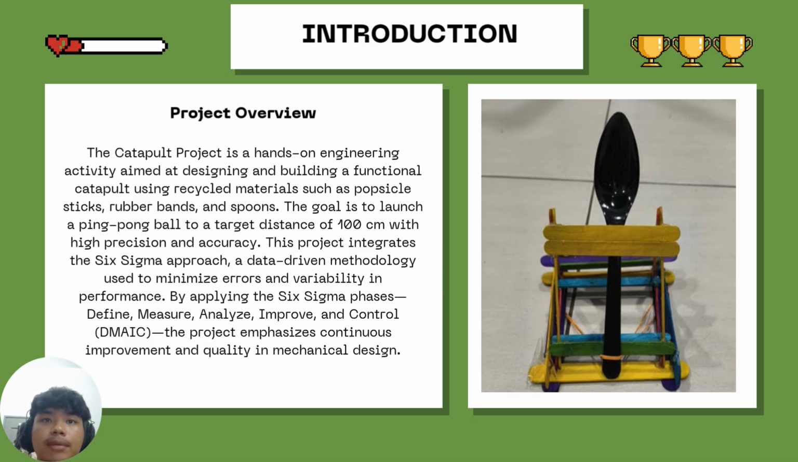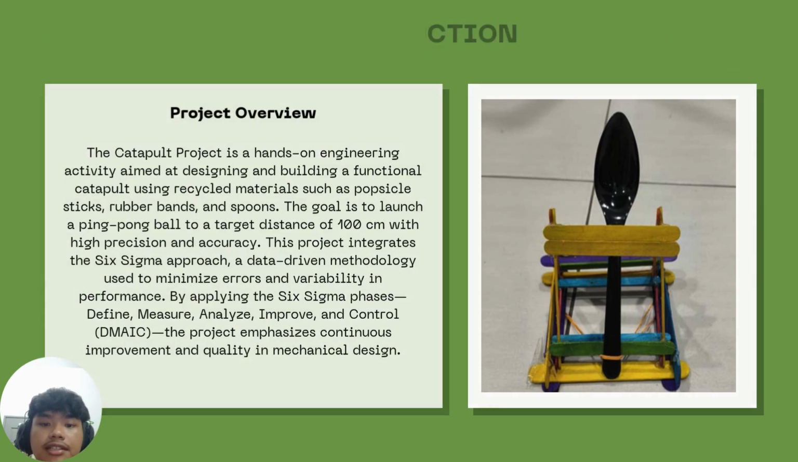The goal is to launch a ping pong ball to a target distance of exactly 100 cm with high precision and accuracy. This project integrates the Six Sigma approach, a data-driven methodology used to minimize errors and variability in performance by applying the Six Sigma phases, which are define, measure, analyze, improve, and control, or DMAIC. The project emphasizes continuous improvement and quality in mechanical design.